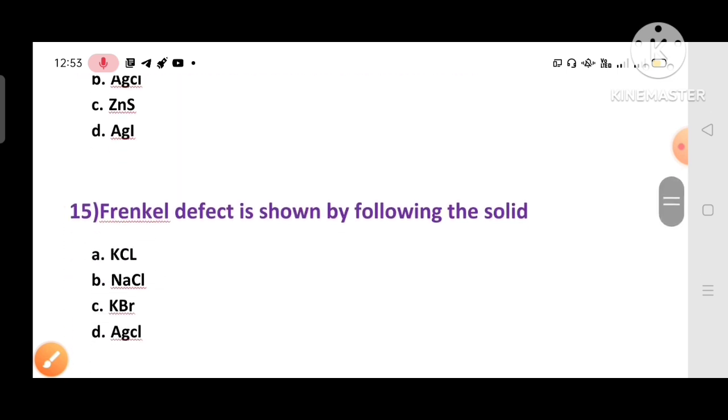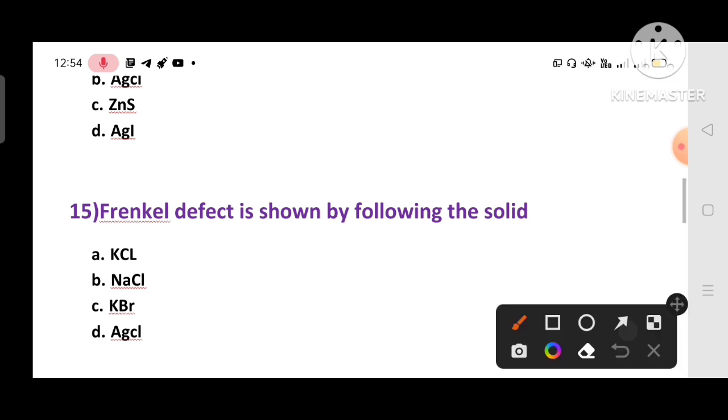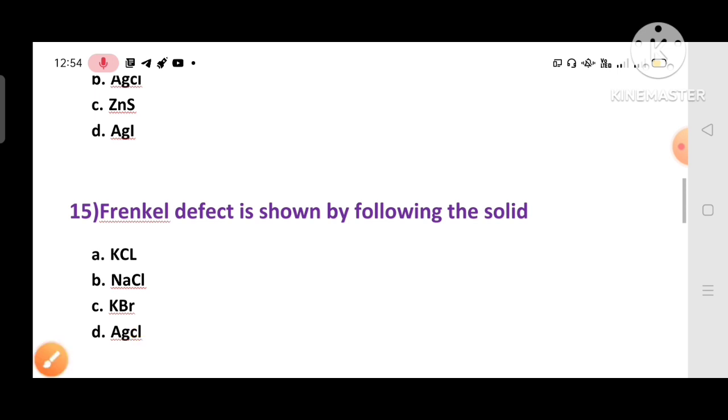Next question. Frenkel defect is shown by following solid. Option A, KCl, potassium chloride. Option B, sodium chloride. Option C, potassium bromide. Option D, silver chloride. And the right answer is option D, silver chloride.